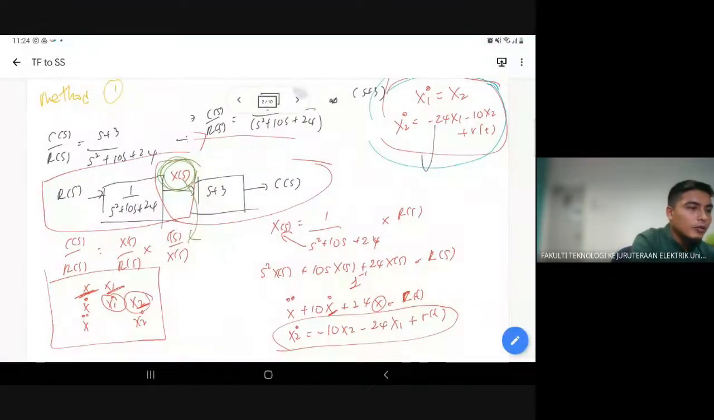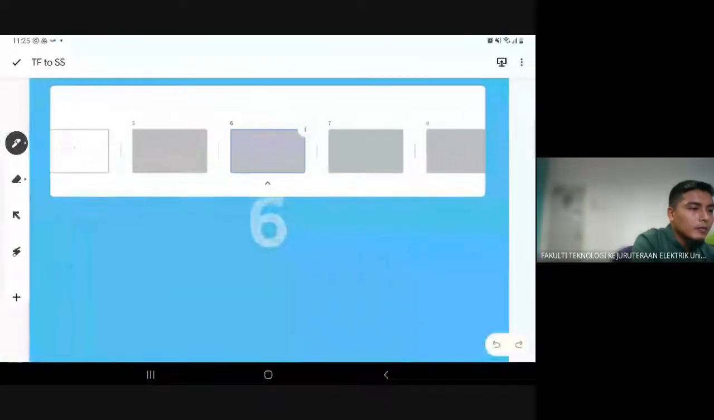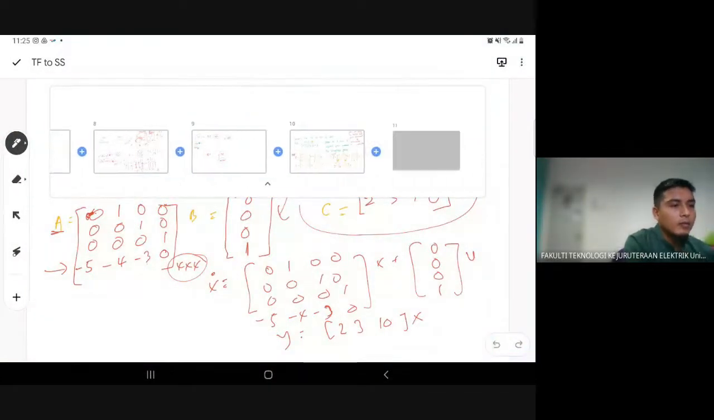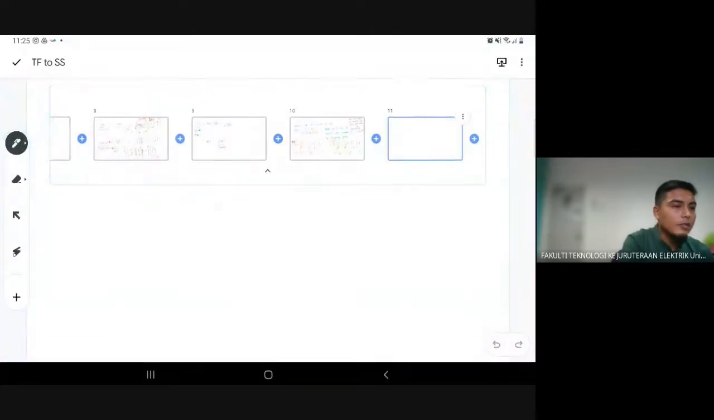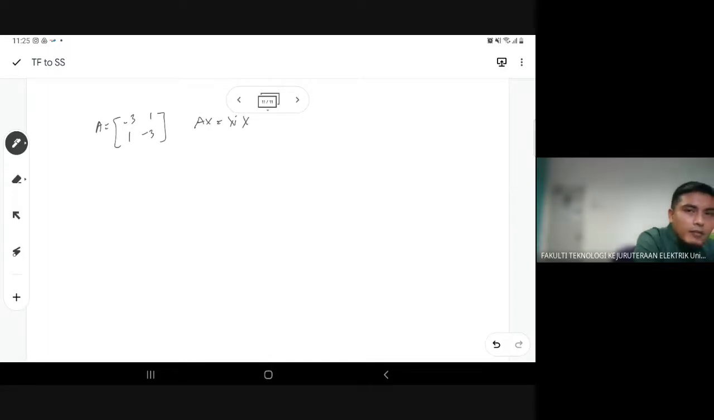Okay, so we go to this part. According to this part, we have A equal to [-3, 1; 1, -3], and then the formula is Ax equal to lambda x. Based on the previous answer, lambda 1 is -2 and lambda 2 is -4, and then we use this formula.